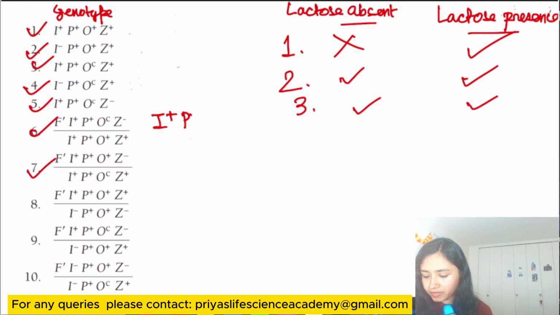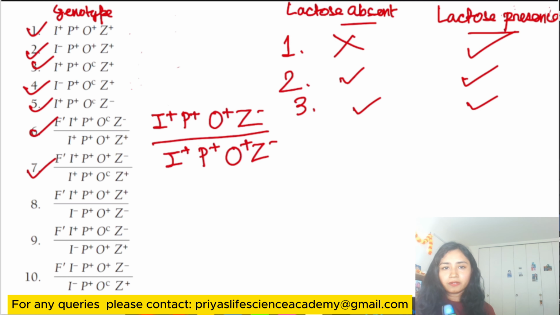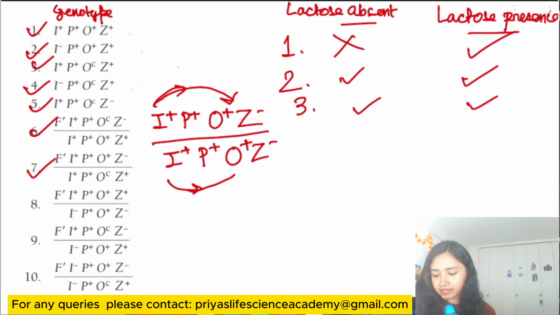I plus P plus O plus Z minus, I plus P plus O plus Z minus. So from both of the operons, that is I plus, there will be functional active repressor, and the active repressor can bind easily with the operator region because the operator is wild type, that is O plus.